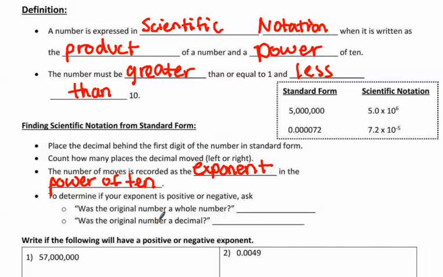To determine if your exponent is positive or negative, ask, was the original number a whole number? Then it will be positive. Was the original number a decimal? Then it will be negative.